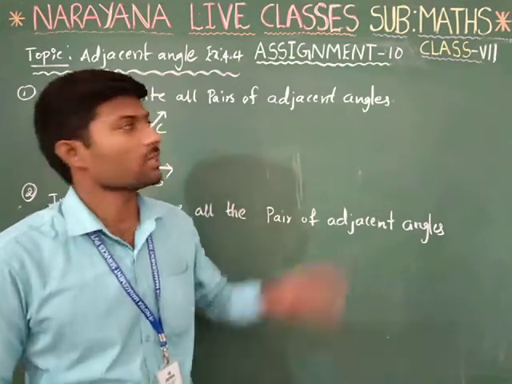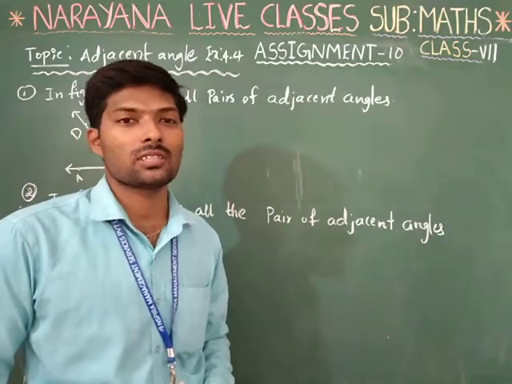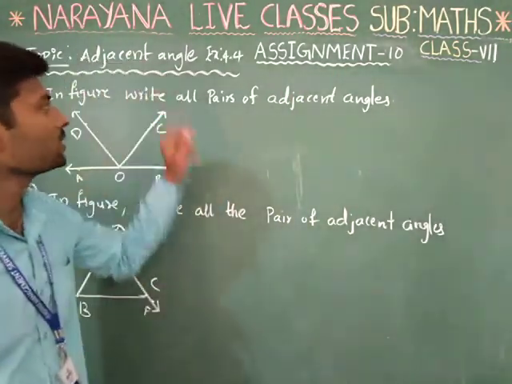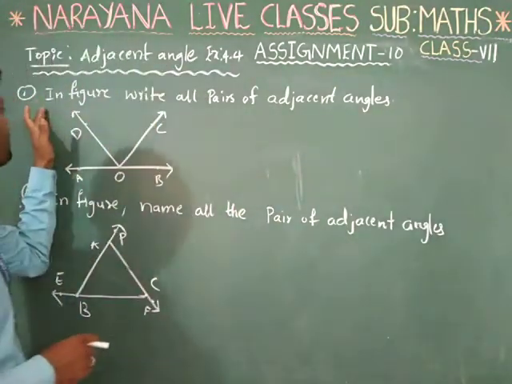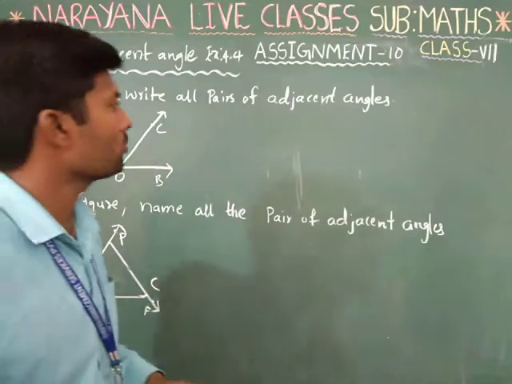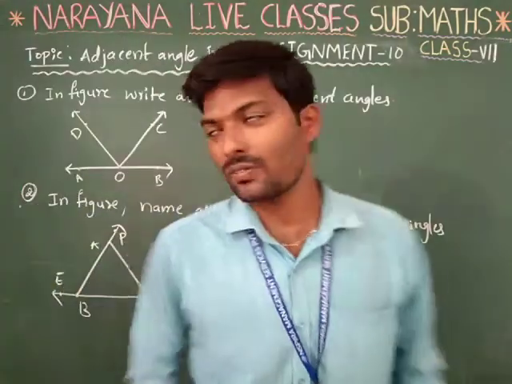Today I am going to explain assignment 10 from 7th class. The topic is adjacent angles from exercise 4.4. Let us discuss a few questions. The first one is, in the figure write all pairs of adjacent angles. The relevant figure is given.